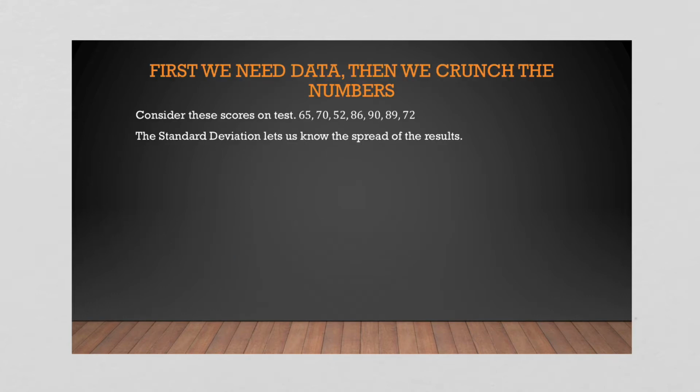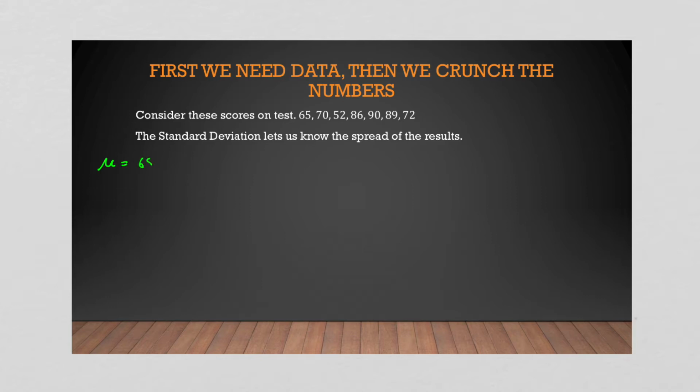So here's an example. We've got a whole bunch of test scores here, okay? 65, 70, 52, 86, 90, 89, and 72. What is the standard deviation? Okay, well, the first thing we need to know is mu, which is the same as x bar. Mu is the mean of our population. X bar would be the mean of our sample. But in this case, this is our population. This is all the data we have. So we need to find the average.